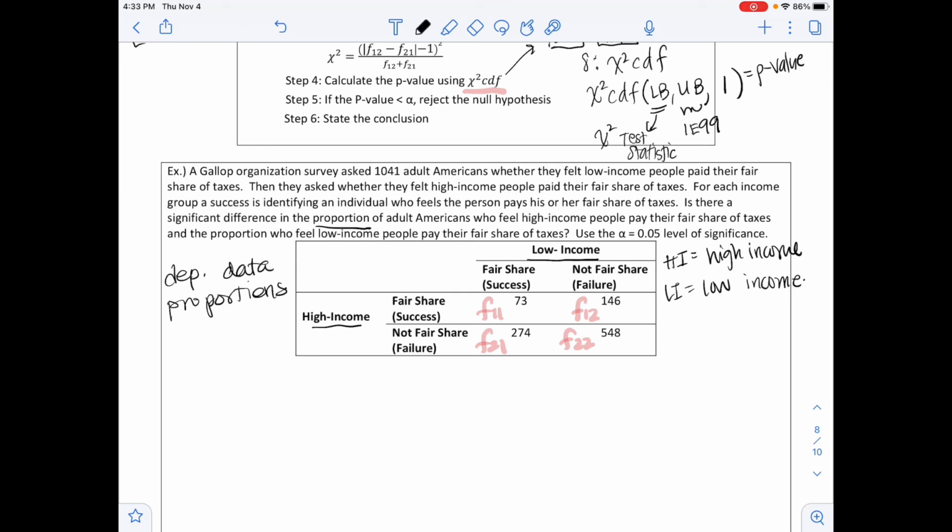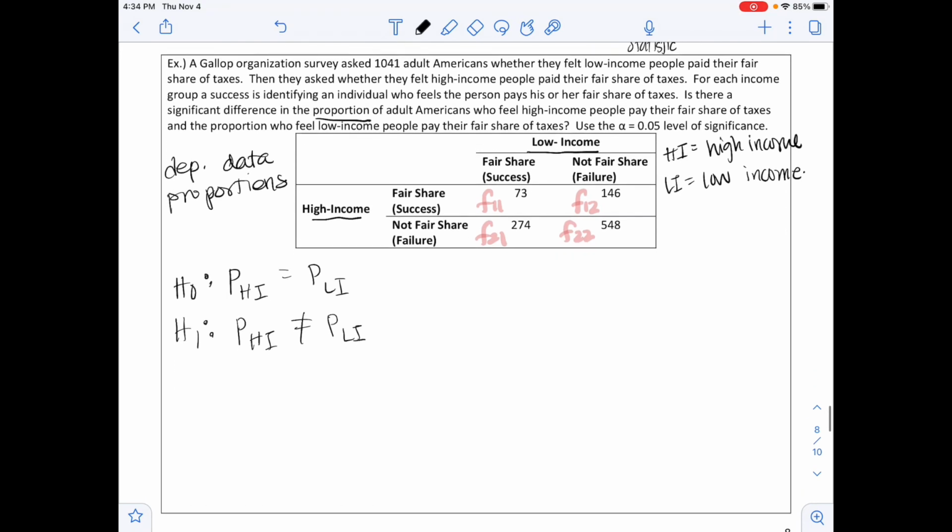So our null hypothesis, H naught, is going to be that the proportion for high income is going to be the same as the proportion for low income. And likewise, H1 is that they're different. So the proportion of high income is not equal to the proportion of low income.